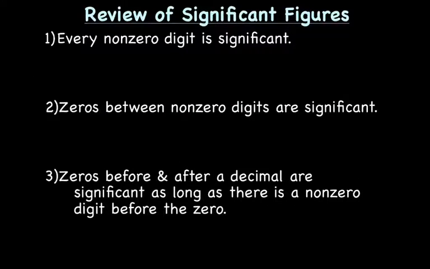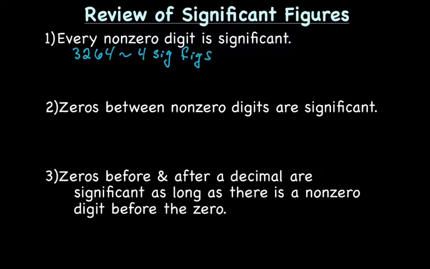Okay, let's start with a quick review of significant figures or Sig Figs. So first of all, every non-zero digit is significant. So if we had something like 3, 2, 6, 4, those are all non-zero digits, which means they're all significant. So this number has 4 Sig Figs.